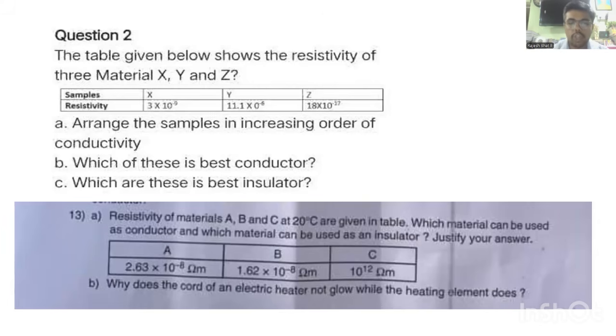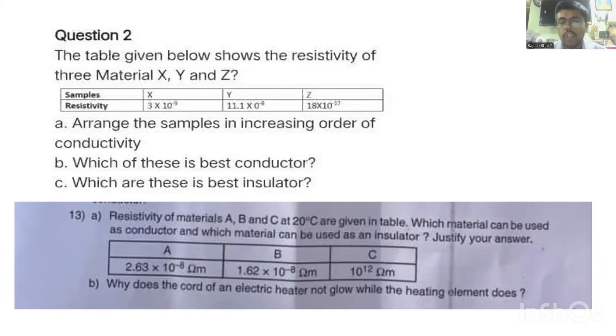Next, again one more question you can see, the 13th one. Resistivity of A, B, C are given. Which material can be used as conductor? Which material can be used as insulator? Justify your answer. This is sub question A. Sub question B is something else, not related to it. Don't worry. So for the sub question 13A, now you can answer.